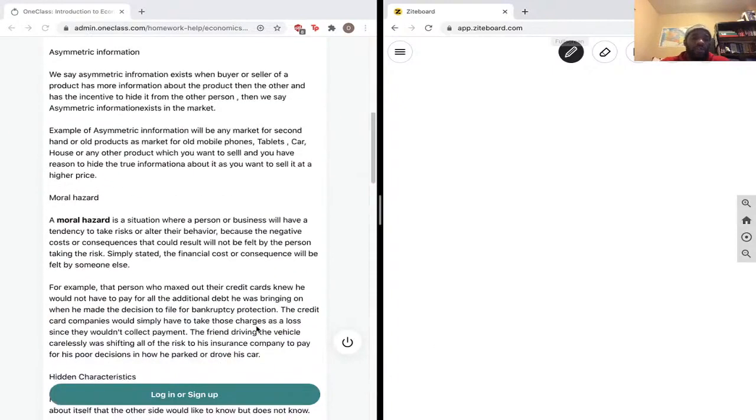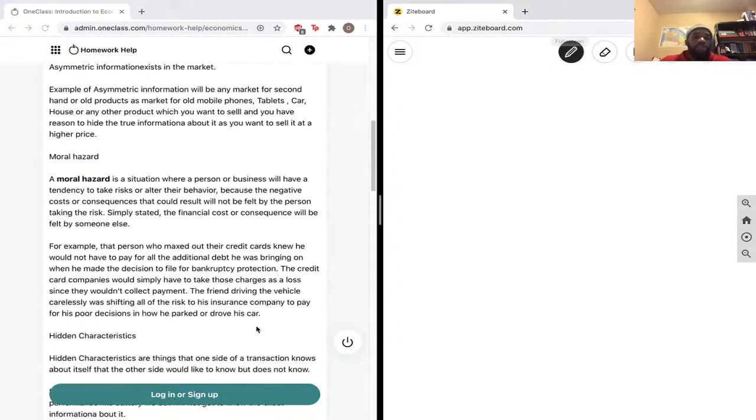Moral hazard. Moral hazard is a situation where a person or business will have a tendency to take risks or alter their behavior because the negative costs or consequences that could result will not be felt by the person taking the risk. Simply stated, the financial costs or consequences will be felt by someone else. Great explanation, great definition. That is the correct definition.